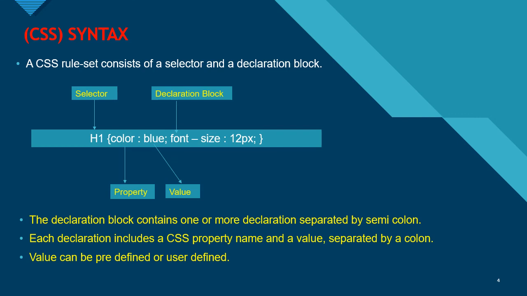Now each declaration includes two things. One is the CSS property name and the other is the value, which are separated by a colon. Now the value can be predefined or user defined.